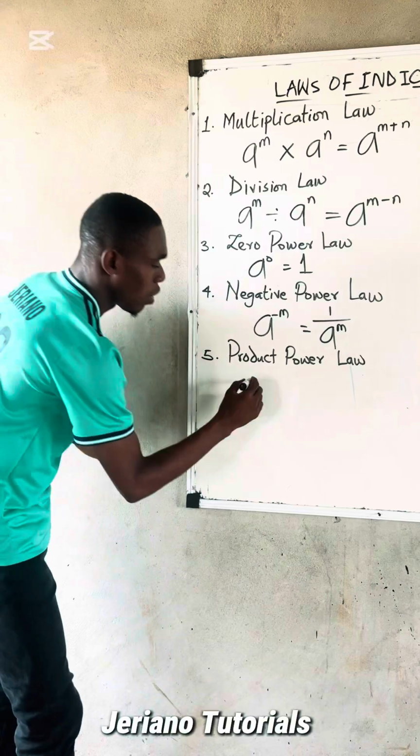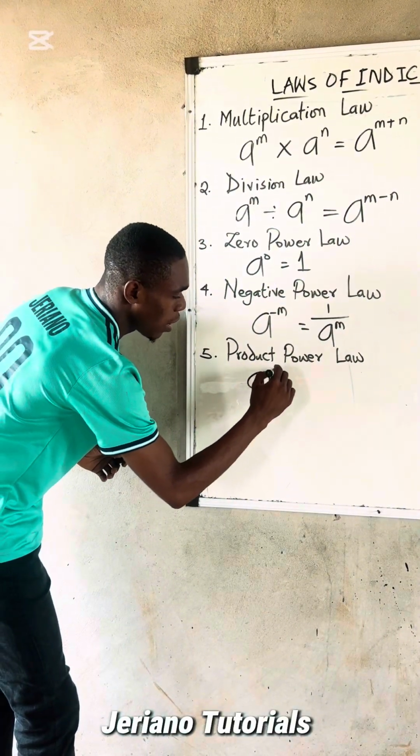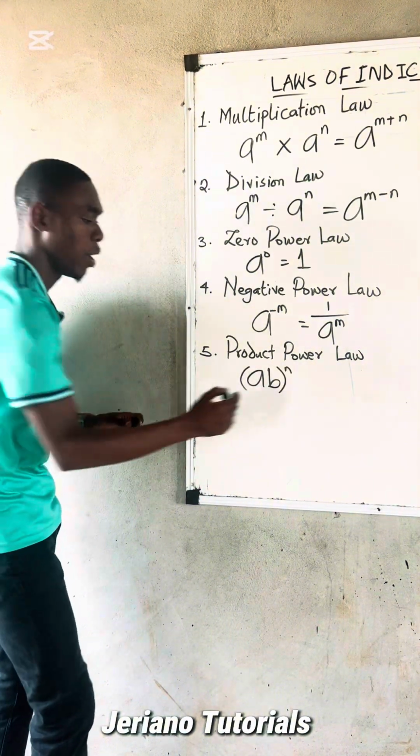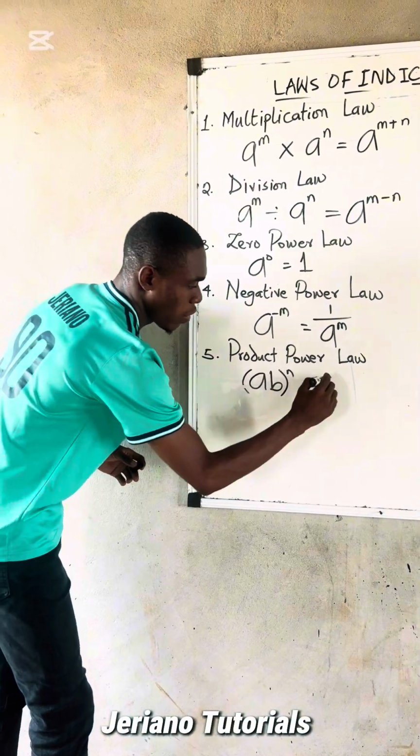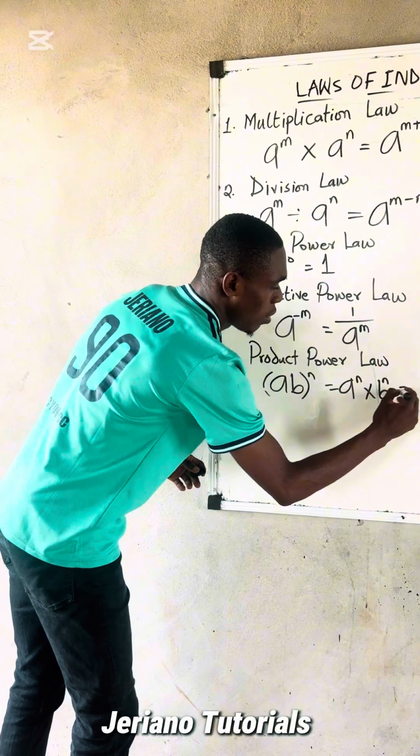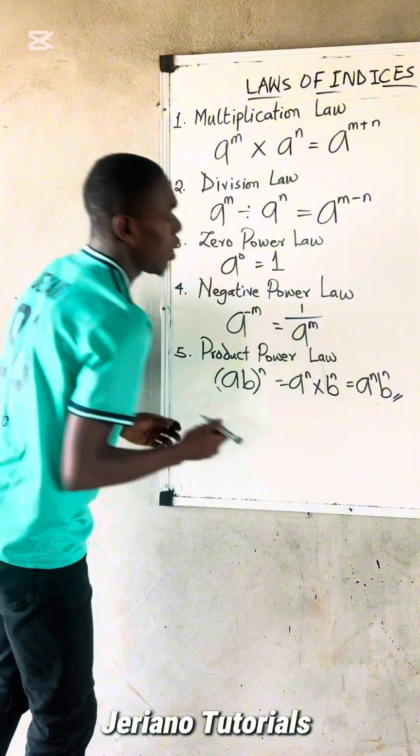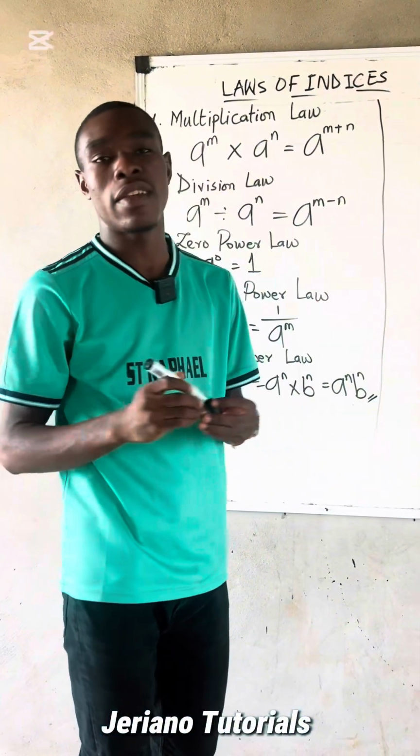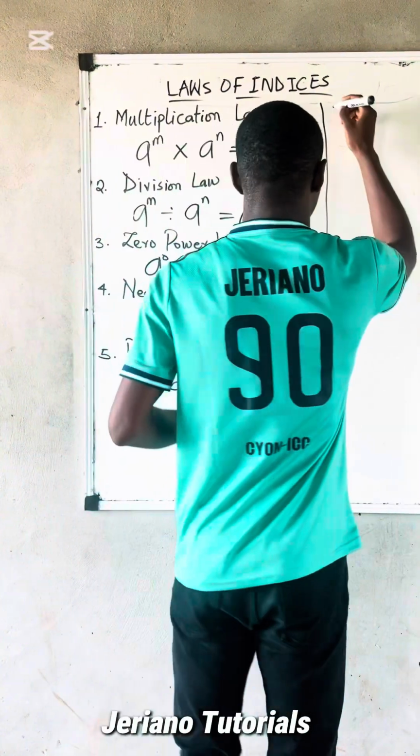This is having a base in a bracket raised to the power of a number. What you do is you use the number to open up the bracket, making it a^n times b^n. That is the product power law. We go over to the sixth law. The sixth and the seventh law, they are alike, just a slight difference as well.